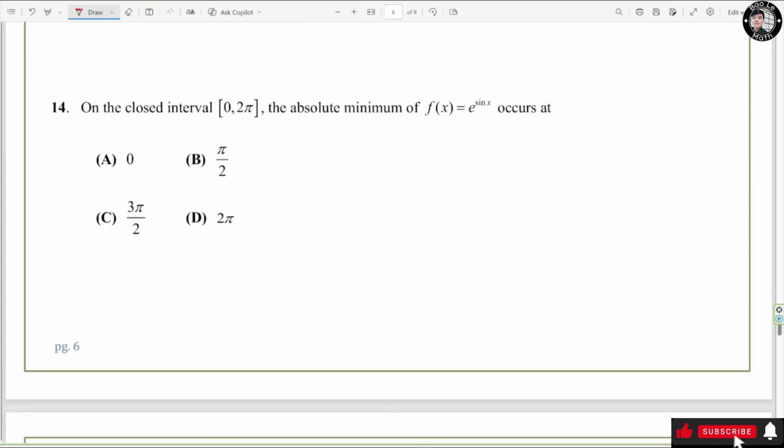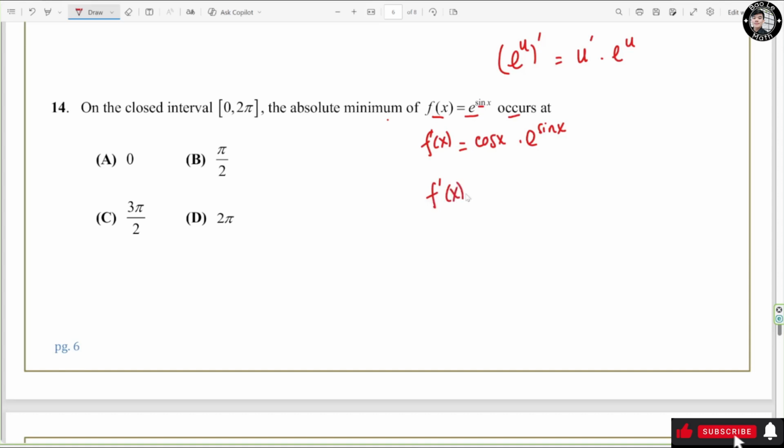Now question 14. On the closed interval 0 to 2 pi, the absolute minimum of f of s equals e to the sine s occurs at one of these values. So we need to take the derivative. f prime of s equals, we're going to use the formula for the derivative of e to the u, which is u prime times e to the u. So u in this situation is sine s, and sine s prime is cosine s, so we get cosine s times e to the sine s.